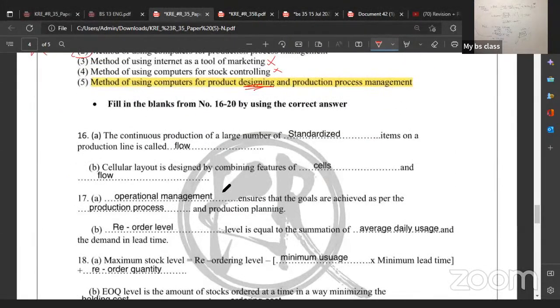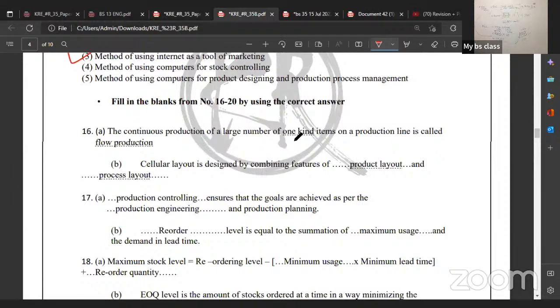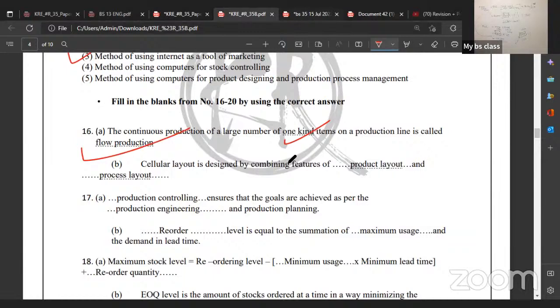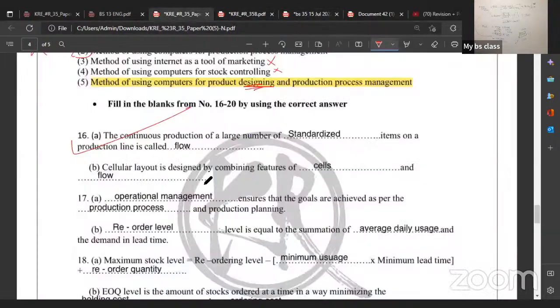Guys, let's quickly go with the fill in the blanks. The continuous production of a large number of standardized items on the production line is called flow production. Yes, standard items. One kind of one identical product. There are unique years, unique flows.